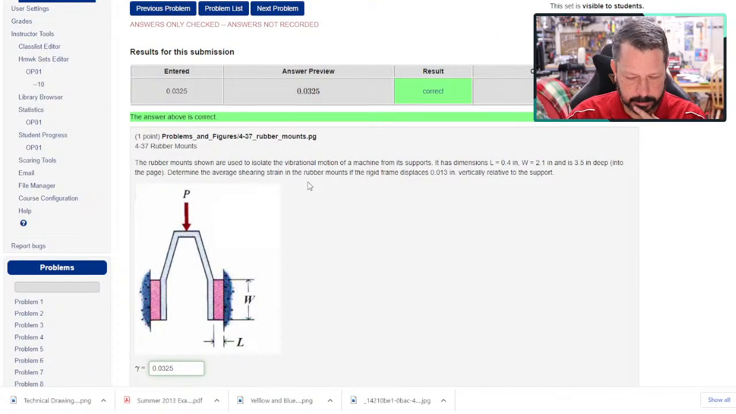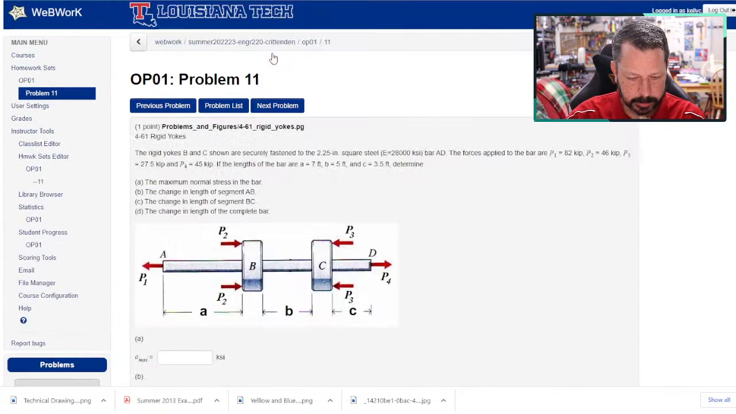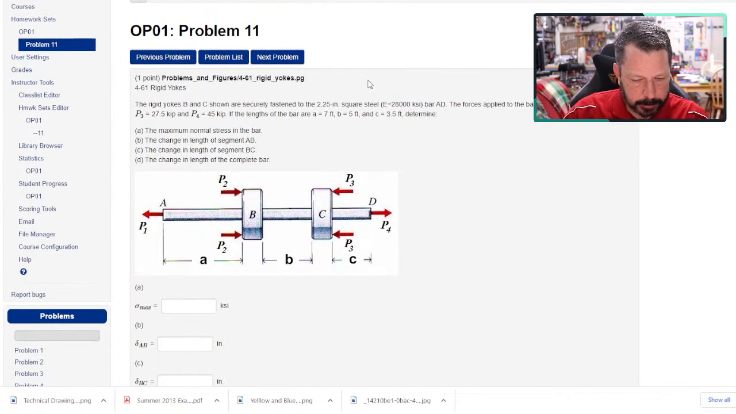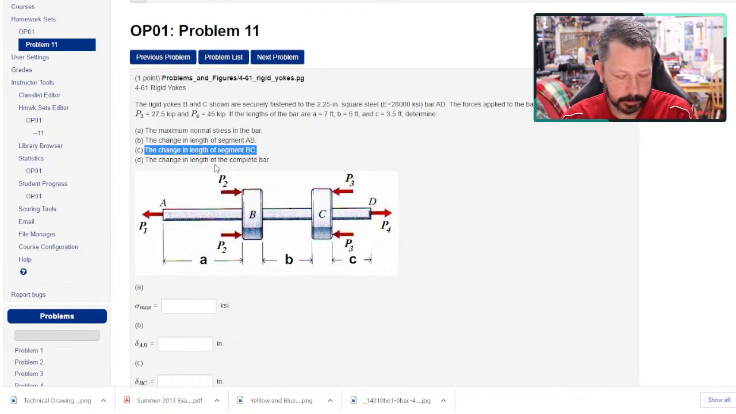Let's see what else we can find before we get too far. I don't want to do too many. This one's a decent one. It's got a couple of things going on. It's normal stress and change in length. I think we'll do this one, but only maybe one of these change in length pieces, because that's more about drawing free body diagrams. So we'll do one of those, since we haven't done an axial deformation problem.